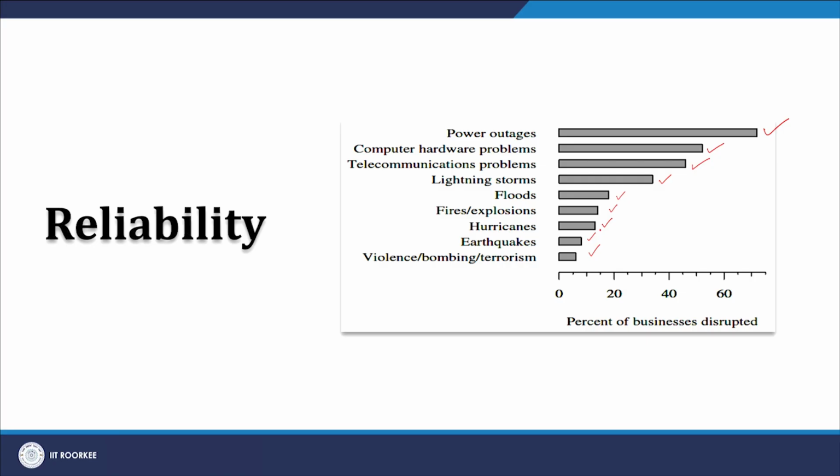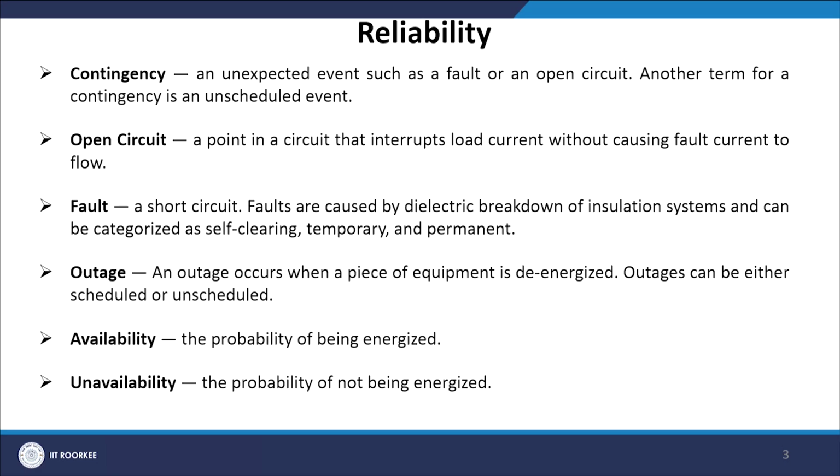This means the business of any country depends on no energy outages at any cost, because that is the maximum variable which may affect your country's economy. Now, when we talk about reliability in general, we start with contingency. A contingency is an unexpected event such as a fault or an open circuit. Another term for a contingency is an unscheduled event. We carry out contingency analysis to make sure that failure of any element or equipment of the system will be protected through a replacement scenario.